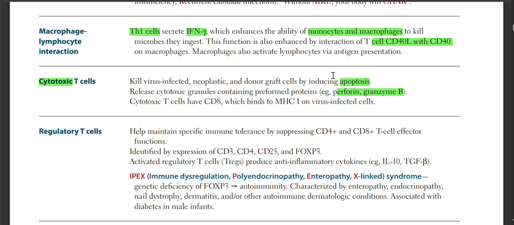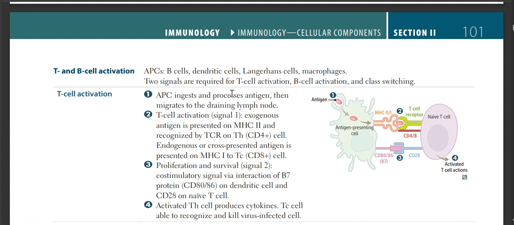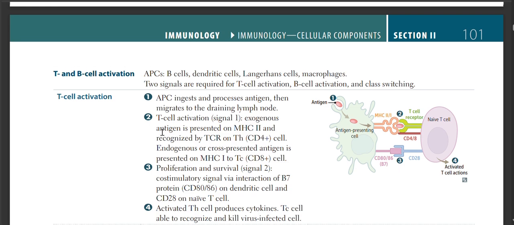Now, this is very important to remember: cytotoxic T cells, which are CD8 positive, always bind to MHC1. And when we look at the activation criteria, we'll understand the importance of MHC class 1 and MHC class 2.